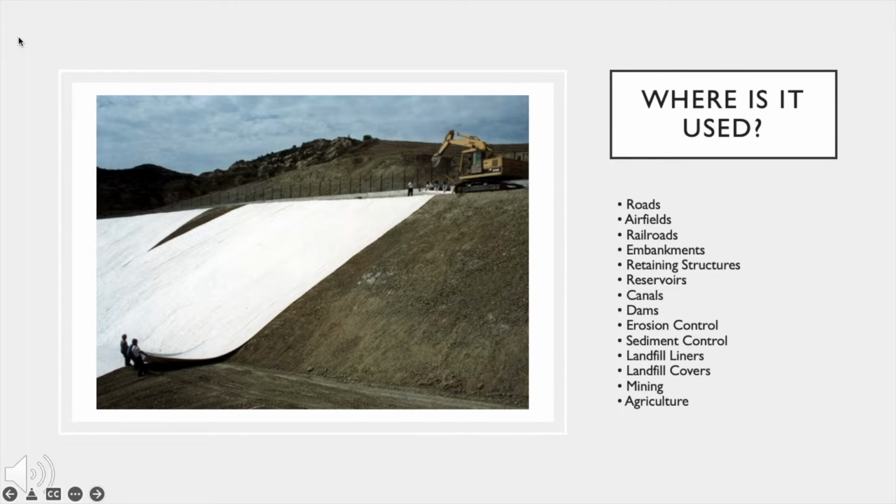So where is it used? I see on this list they can literally be used anywhere, from roads, airfields, to canals and dams, and all the way down to landfill liners. The picture on the left, for example, is geosynthetic in a landfill. This is probably going to be used to stabilize the slope or be a barrier to liquid so it doesn't go through into the soil. But basically, geosynthetics can be applied anywhere.